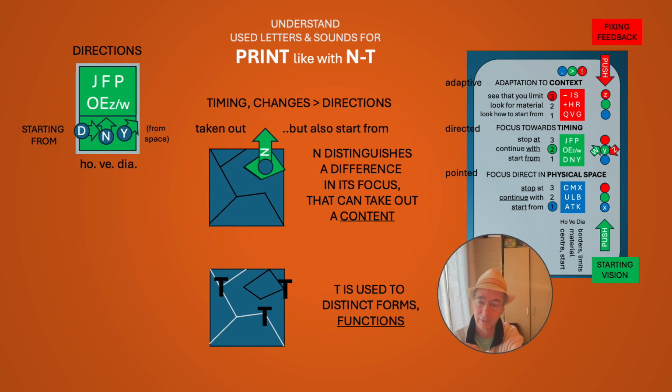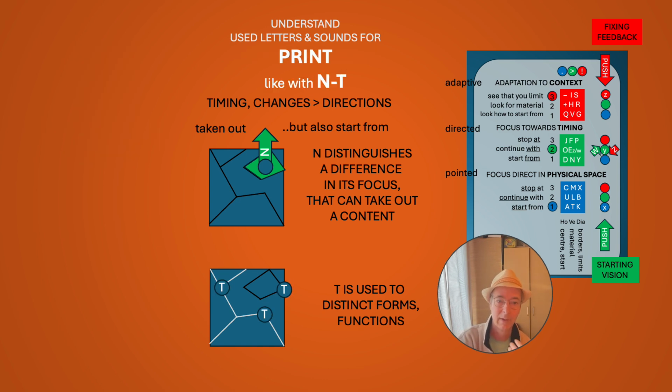So N on the first level of the green zone, which is about timing, about changes. So I use arrows for it, but I keep my focus on the first level, on space. So I start from the spatial focus, and there I take out what I use, and I use it to start from. I use this separate space that I take out. That's the way you have to think with N.